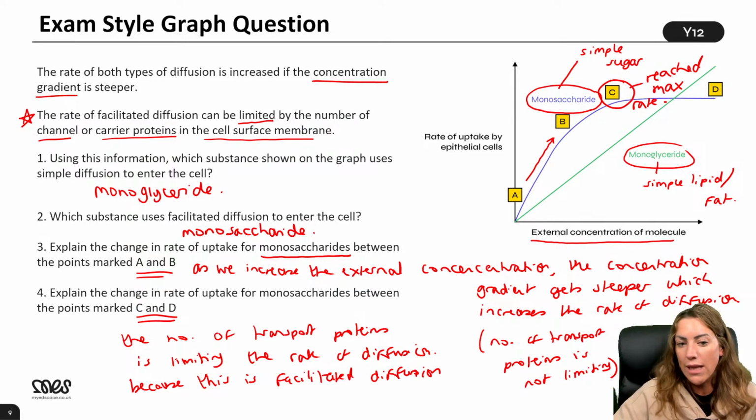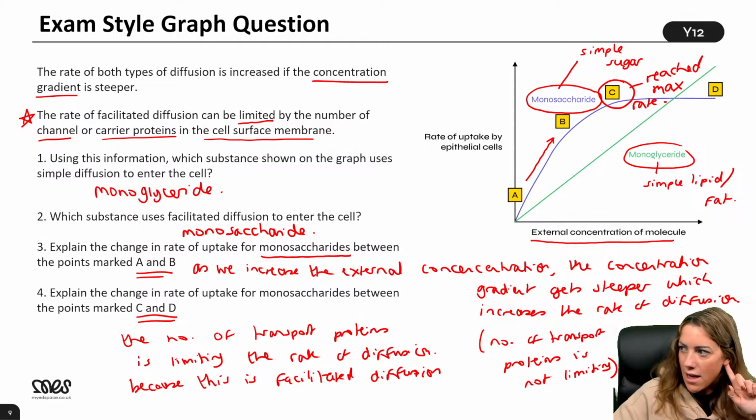Whereas for the purple line, it levels off. Something is limiting the rate. That's how we know it must be facilitated diffusion. It must be relying on a transport protein. Okay. Does that make sense, Talia?